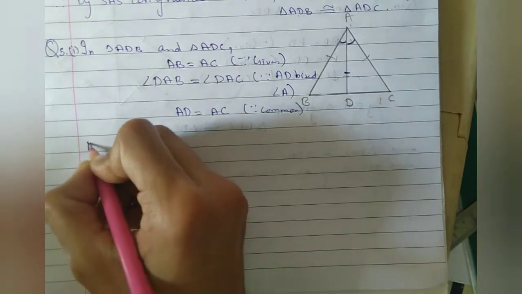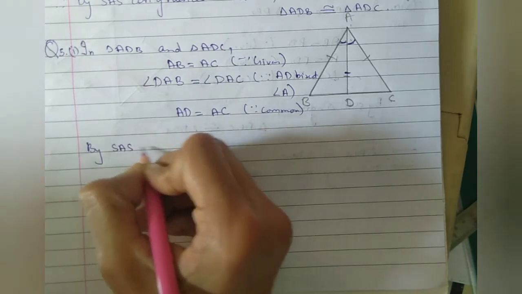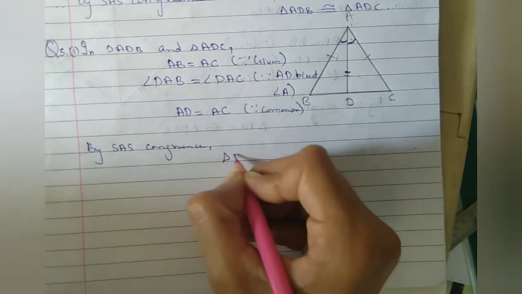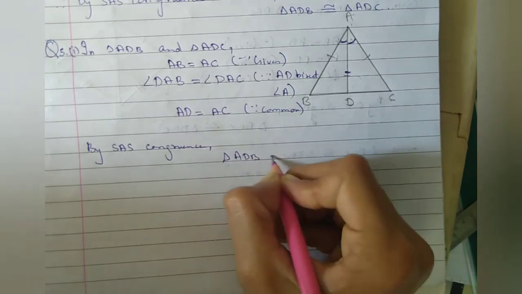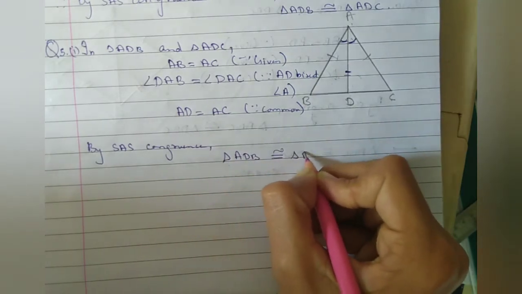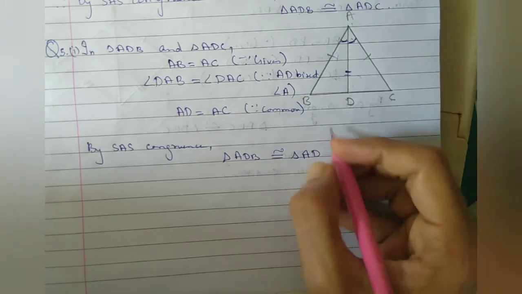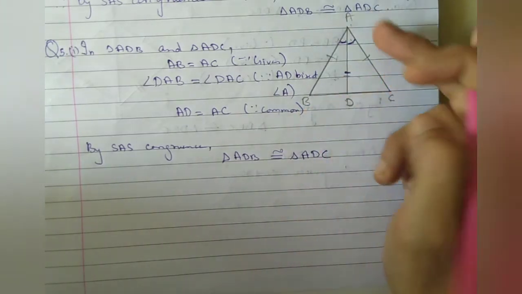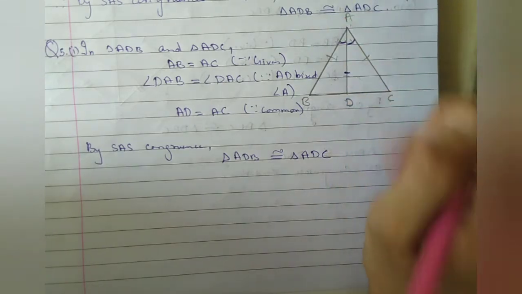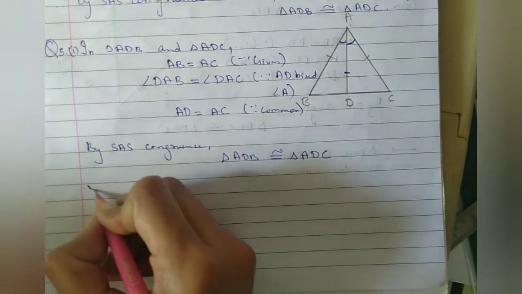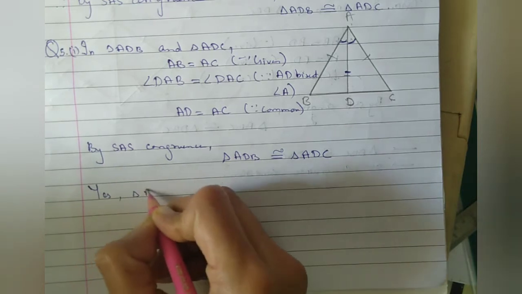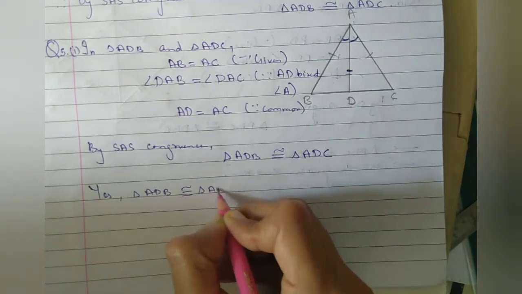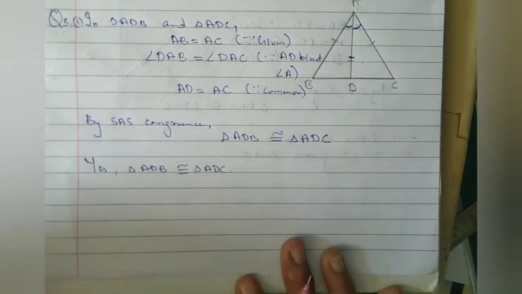Now by which condition? By SAS congruence, triangle ADB congruent to triangle ADC. Okay, ADB congruent to triangle ADC. So yes, triangle ADB is congruent to triangle ADC. This is the answer of the first one.